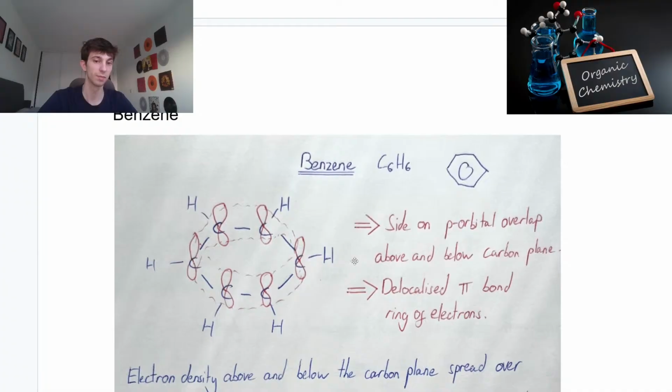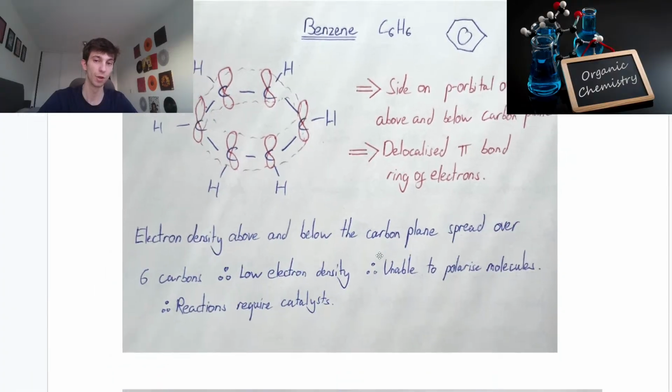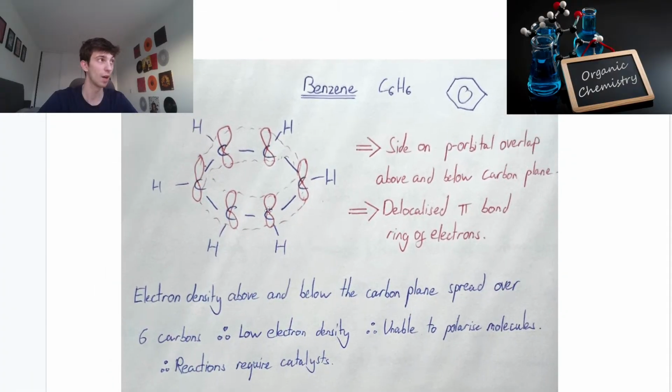Then for benzene, guys, my best attempt at drawing it, because we still have the sideways overlap of p orbitals above and below the carbon plane. Very important. Same idea. The bonding regions are above and below the carbons, not in between the two bonded atoms. But then we have that delocalized pi bond ring. I think I should say pi ring of electrons.